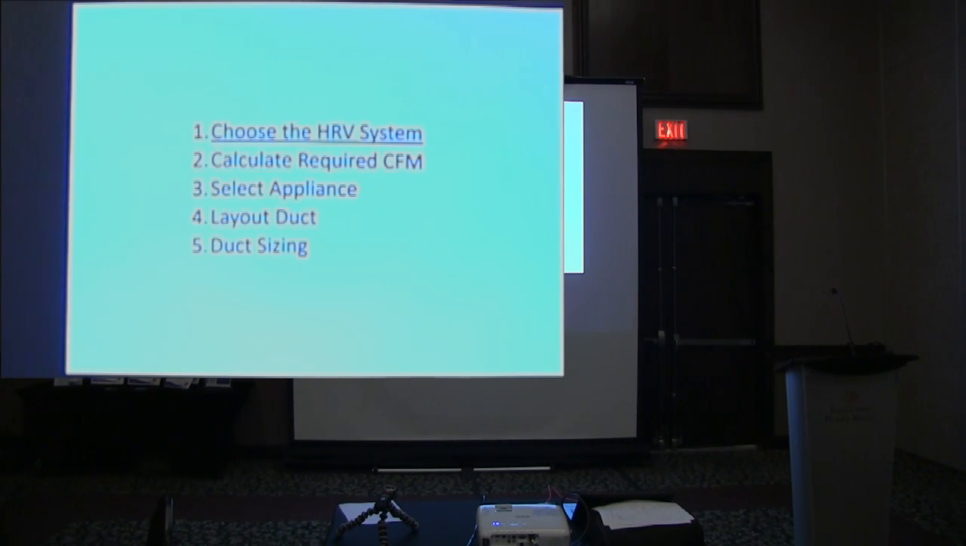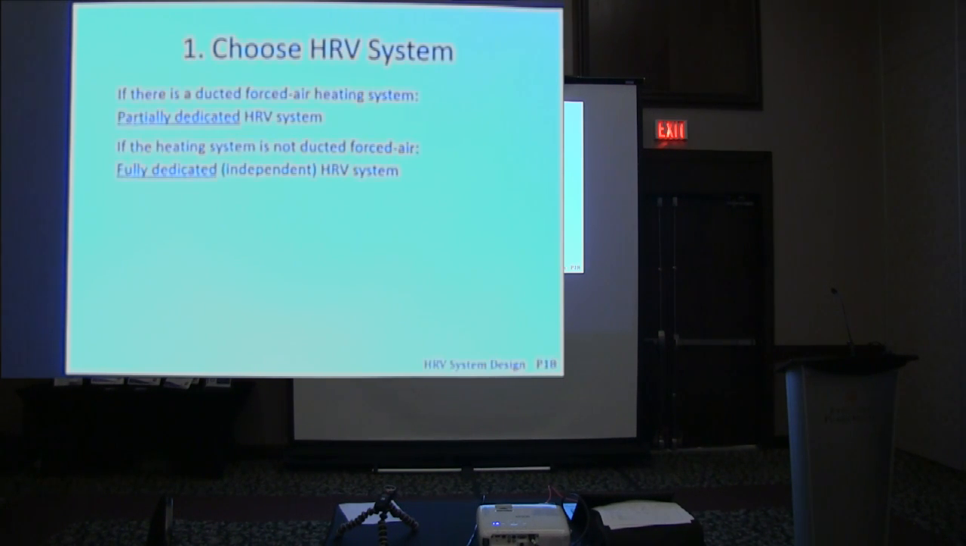We say that an HRV system design has 5 parts. Choose the HRV, and that's as simple as what kind of heating system you've got. Okay, this is how we're going to do our ventilation. How much air do we need? What type of appliance do we need? We're going to lay out the duct, and we're going to size the duct. Very simple, and these are all outlined on those check sheets.